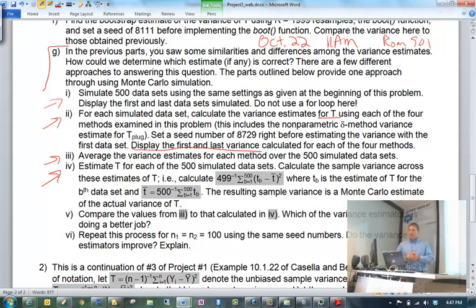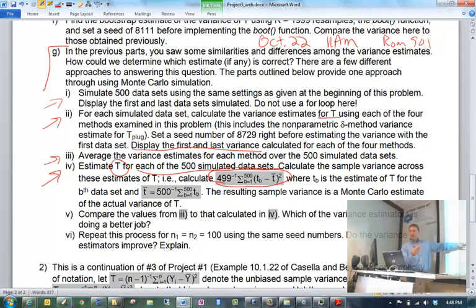Now part 4. This is when we figure out, well, what is actually the variance? And we have 4 estimators of the variance. What is actually the variance? Estimate t for each of the 500 simulated data sets. Calculate the sample variance across these estimates of t. In other words, just a regular old sample variance that you would use for a sample size of 500. And notice what's in there, t. T sub b is the estimate of t for the b data set. T bar is then the average across all 500 data sets. The resulting sample variance is a Monte Carlo estimate of the actual variance of t.